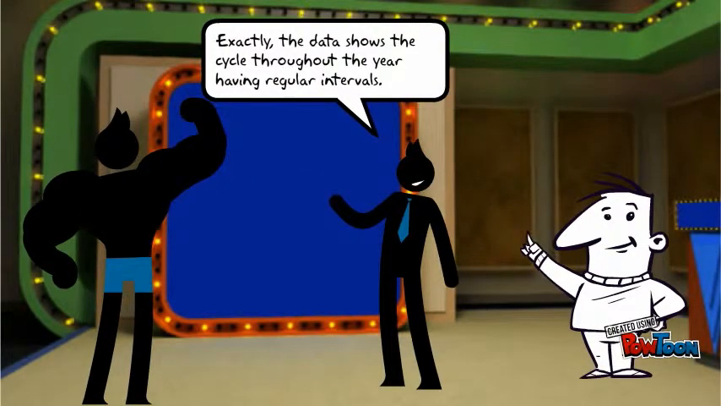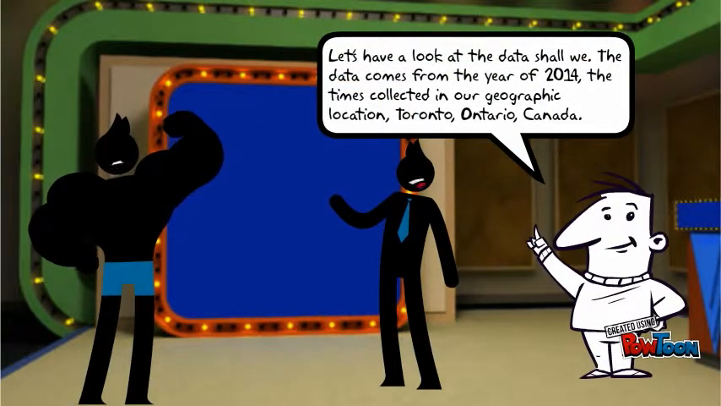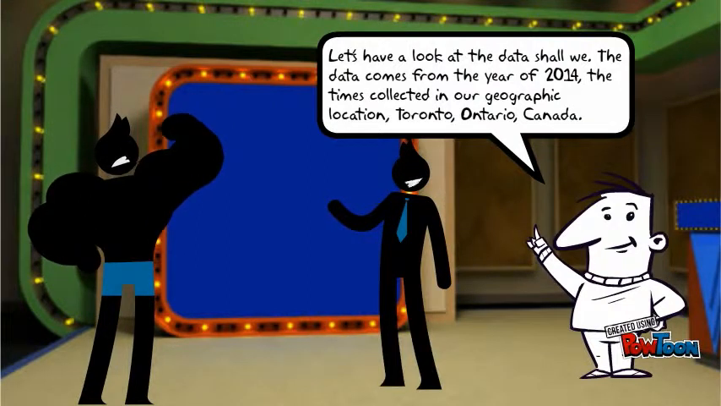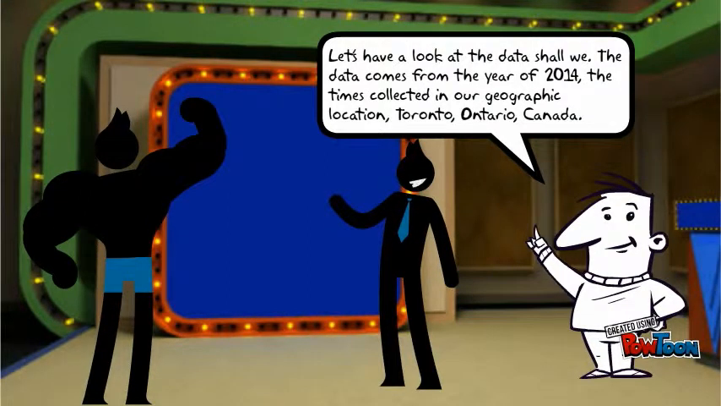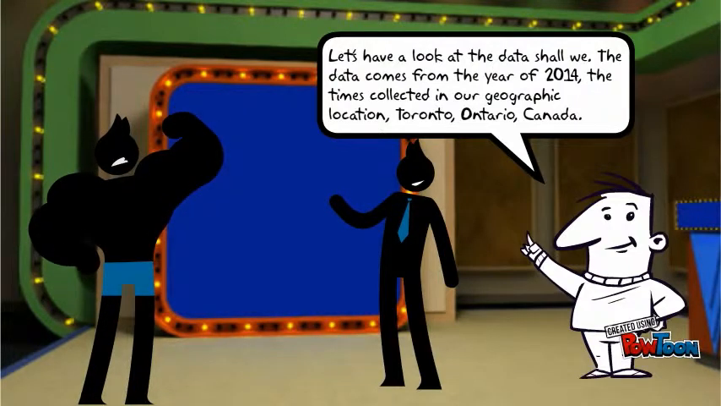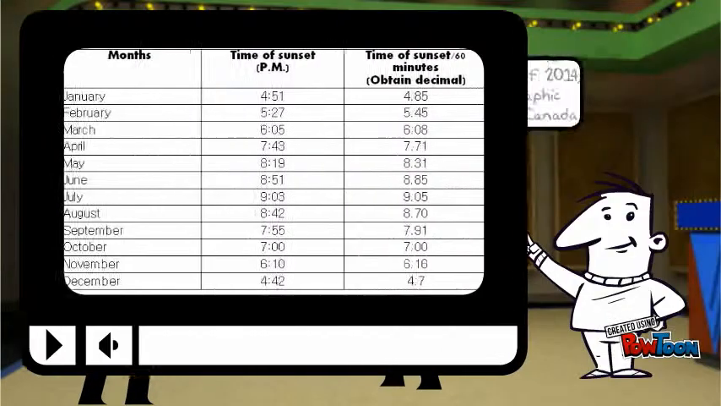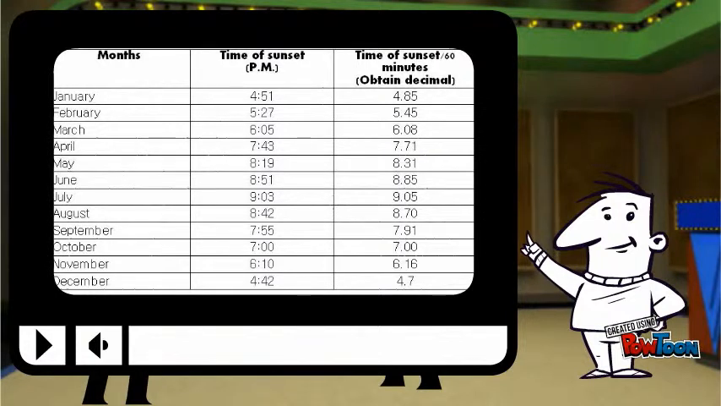Exactly. The data shows the cycle throughout the year having regular intervals. Let us have a look at the data, shall we? The data comes from the year of 2014, the times collected in our geographic location, Toronto, Ontario, Canada. Now let us take a look at the graph that was generated using this data.